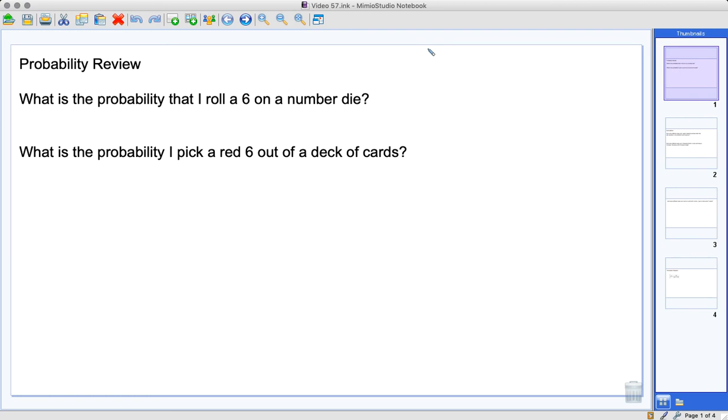All right, so this last chapter that we're going to do is all about probability. Okay, so we're going to take it a little bit further than what you know of probability. So most of you hopefully can answer these two questions that are on the screen.